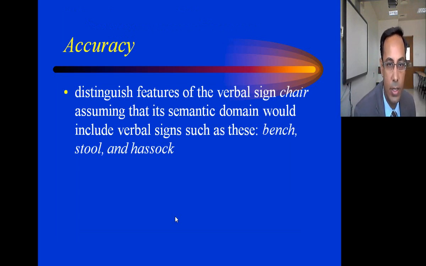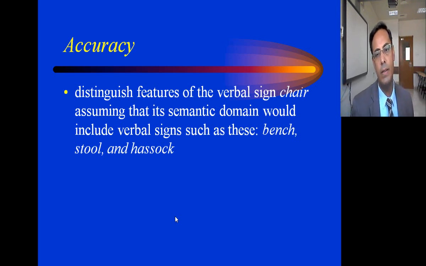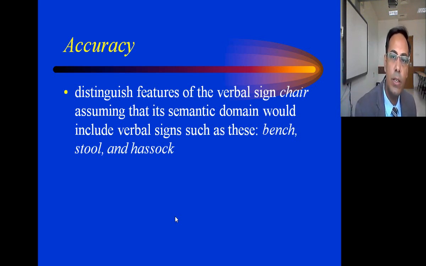Accuracy and equivalence. We have to distinguish features of the verbal sign, for example, chair, assuming that its semantic domain would include verbal signs such as these: bench, stool, and hassock. Now we have to reconsider equivalence, because equivalence has many sides. One of them is semantic equivalence. As for the semantic domain of the word to be accurate, there must be equivalence between the source and the target text. Let's take the word chair, for example.